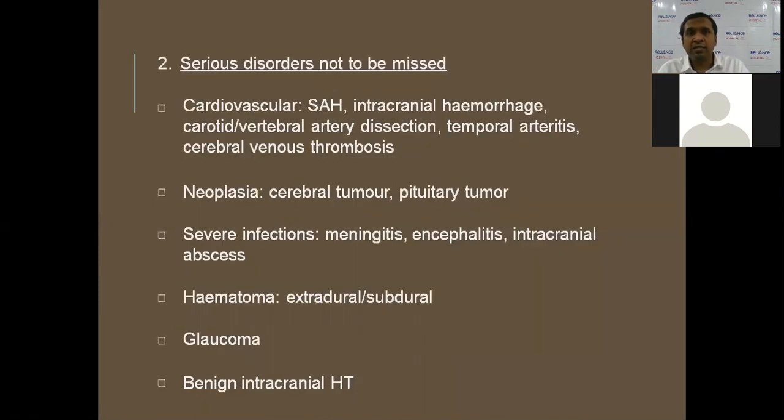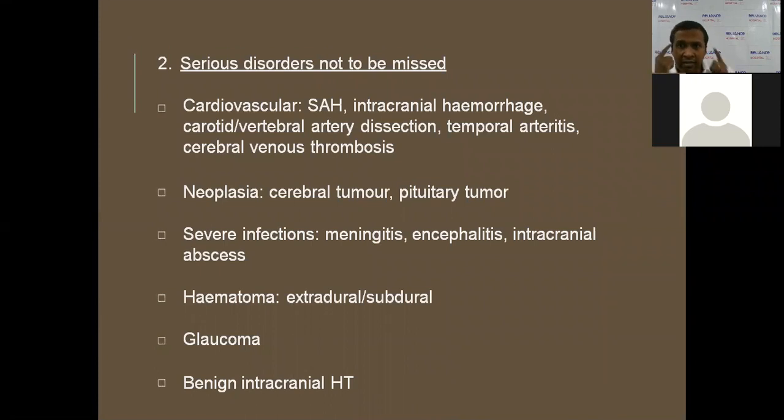Then you need to realize that there are certain serious disorders which you shouldn't miss. You should never miss a subarachnoid headache. That's like a thunderclap headache, basically the worst headache of their life. The patient would complain of it as if somebody has hit the head, like a strike of lightning. It could be a dissection.